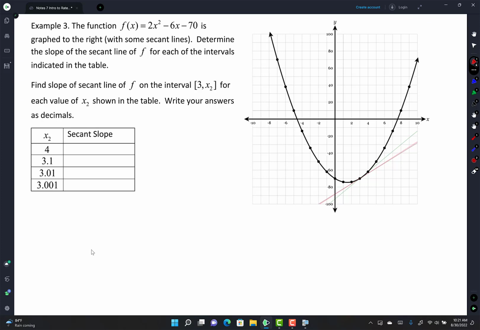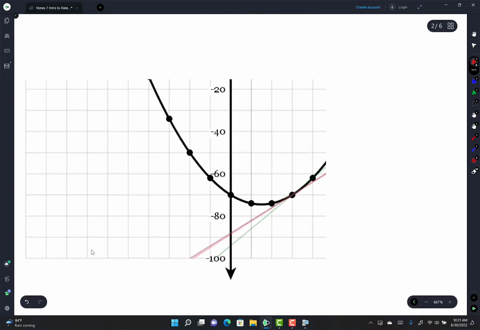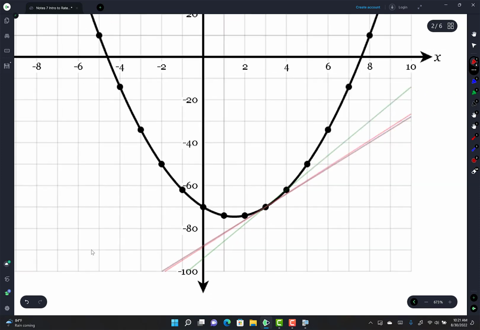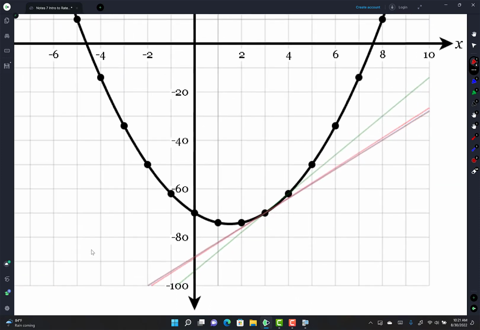So what they're trying to say is this. What's my slope between 3 and 4? What's my slope between 3 and 3.1? What's my slope between 3 and 3.01? What's my slope between 3 and 3.001? So they're trying to, I don't know, I did a bad job. Next time I'll make them real thick. Do you guys see all these little colors there? Those are supposed to be secant lines.